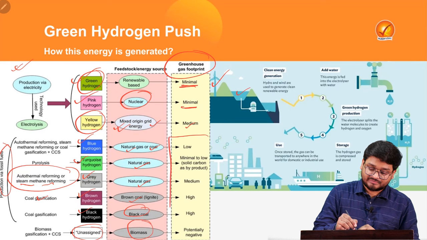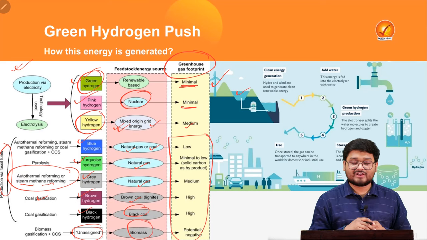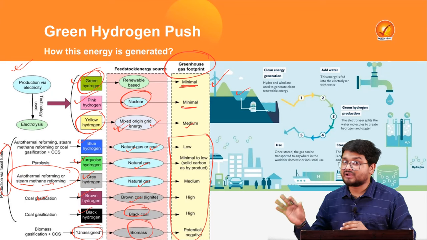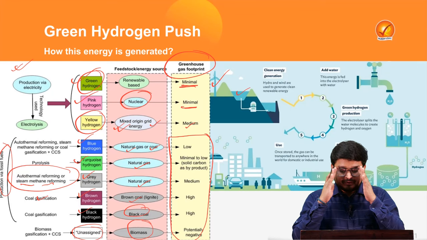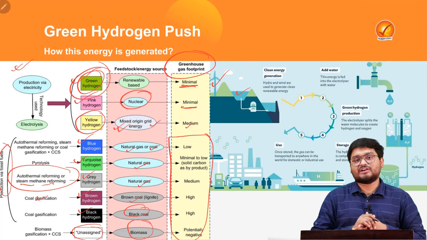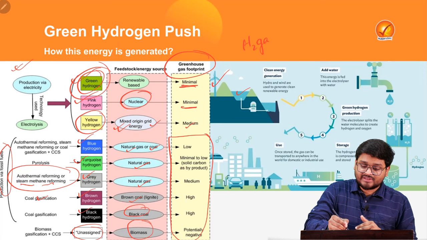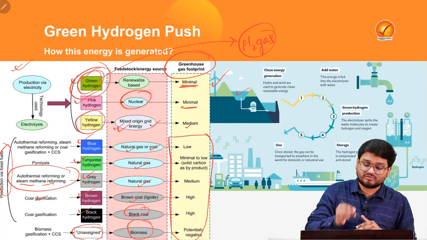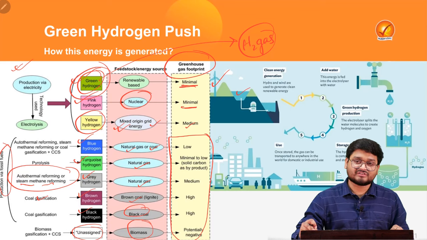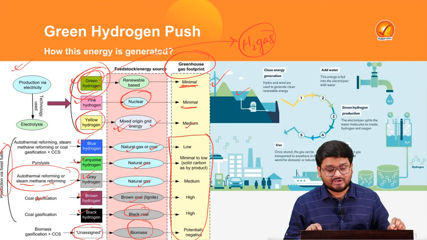As you can see here, the other kinds of hydrogen generated via various other sources and given various colors have some bearing on the environment. So right now the government is focusing on more and more generation of green hydrogen, because the H2 gas generated from green hydrogen can be used in many sectors such as the transportation sector, agricultural sector, energy sector, and so on. That is why the government is focusing on generating green hydrogen.